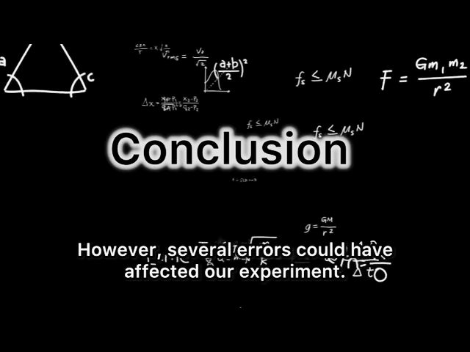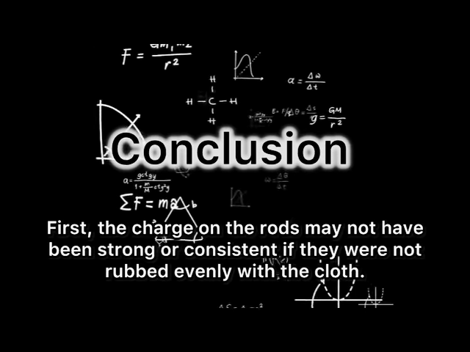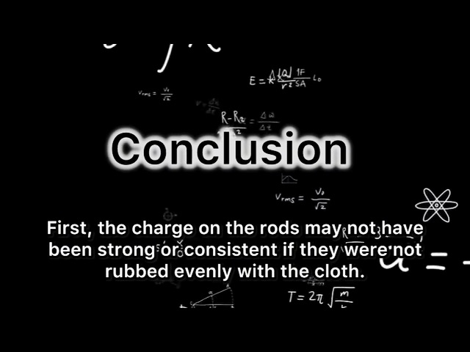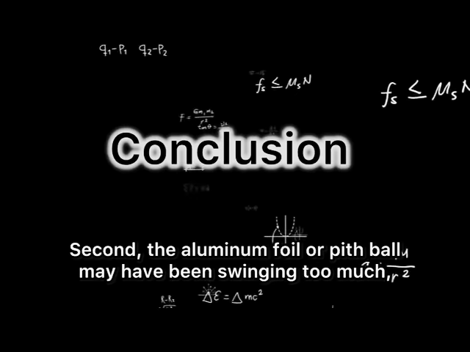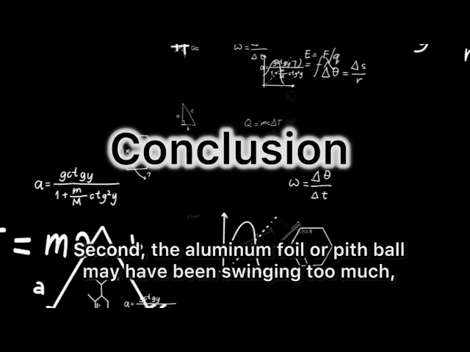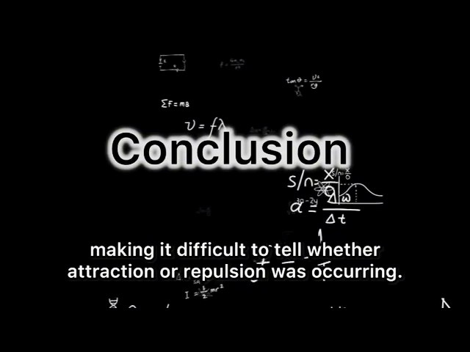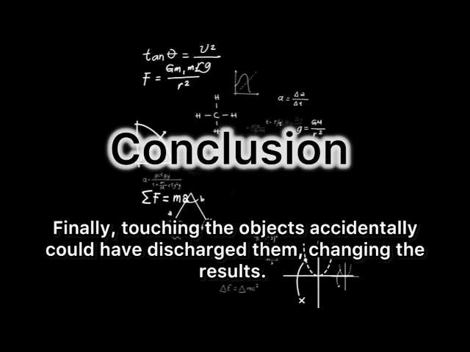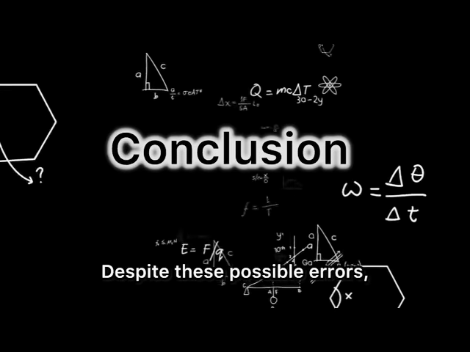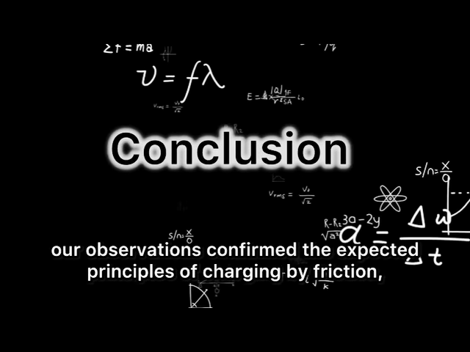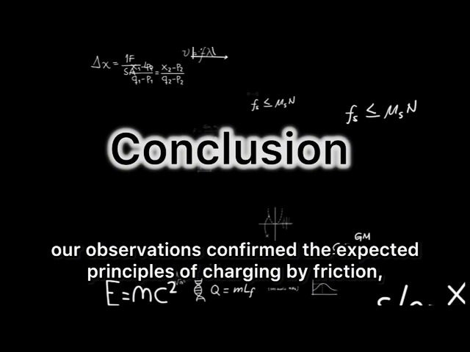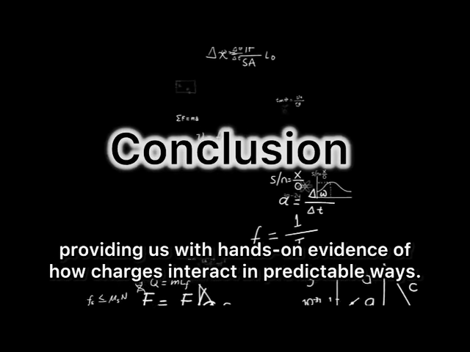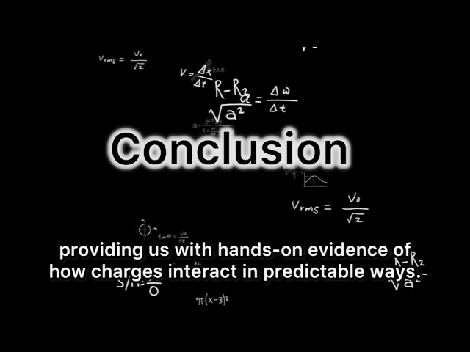However, several errors could have affected our experiment. First, the charge on the rods may not have been strong or consistent if they were not rubbed evenly with the cloth. Second, the aluminum foil or pith ball may have been swinging too much, making it difficult to tell whether attraction or repulsion was occurring. Finally, touching the objects accidentally could have discharged them, changing the results. Despite these possible errors, our observations confirmed the expected principles of charging by friction, conduction, polarization, and induction, providing us with hands-on evidence of how charges interact in predictable ways.